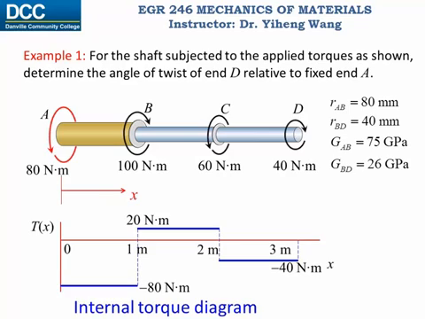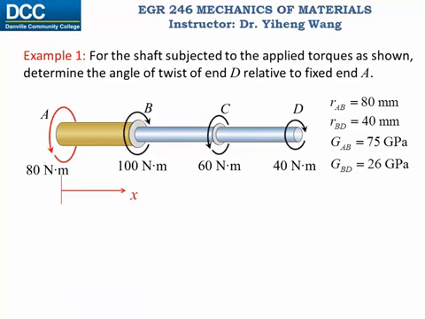And here's the result. The internal torque determined as a function of position is shown in this internal torque diagram. As you can see, here we do have three segments. Within each segment, the internal torque is a constant, the geometric property is a constant, and the material property is a constant. Therefore, we're going to use the summation form of the equation to determine the angle of twist.